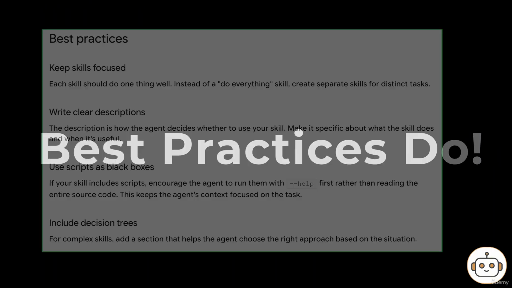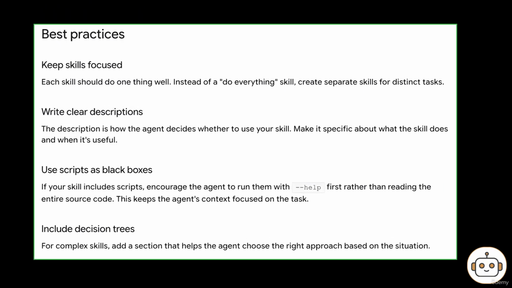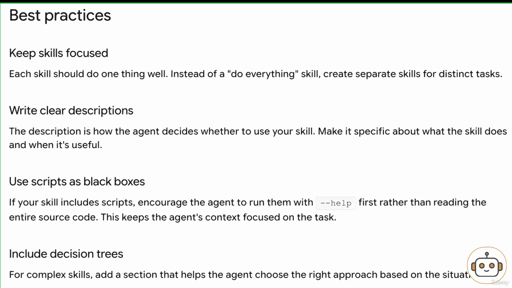But understanding how skills work in Google Antigravity isn't enough. Using the best practices is what actually boosts your productivity. I'll add a link in the description. In that guide, I'll focus on 2 best practices we didn't cover in this video. First, keep skills focused. Each skill should do one thing well. Instead of a single do-everything skill, create separate skills for distinct tasks. Second, include decision trees. For more complex skills, add a section that helps the agent choose the right approach based on the situation. Now, let's see it in action.